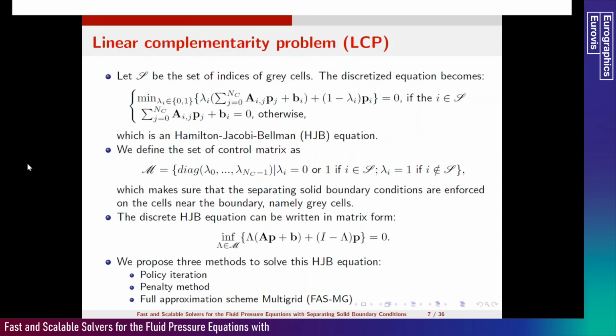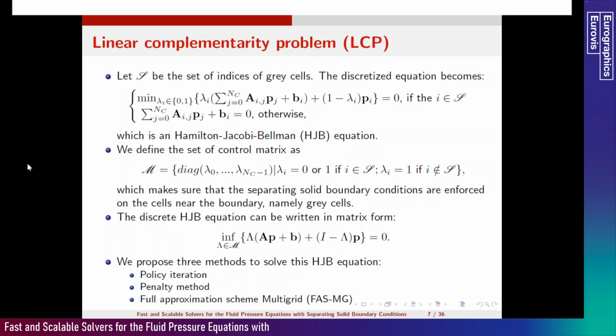Instead of dealing with the LCP directly, we derive the equation by introducing a sequence of optimal controls lambda i, which are either 0 or 1. When lambda i is 0, the fluid moves away from the wall, otherwise the pressure is positive, so that it prevents the fluid from entering the solid boundary. This equation is known as a Hamilton-Jacobi-Bellman, or HJB, equation.